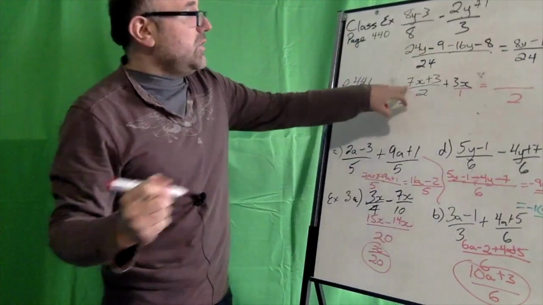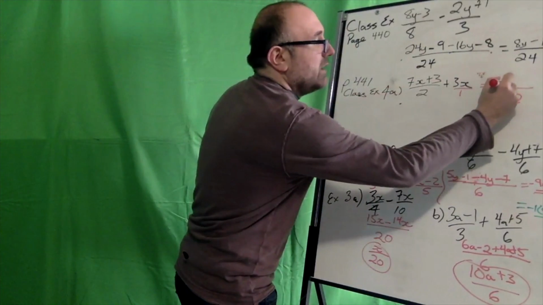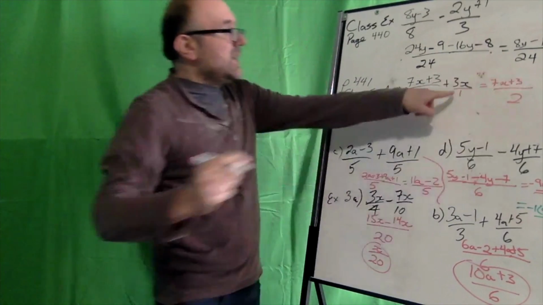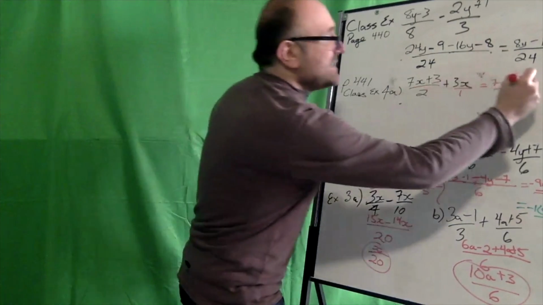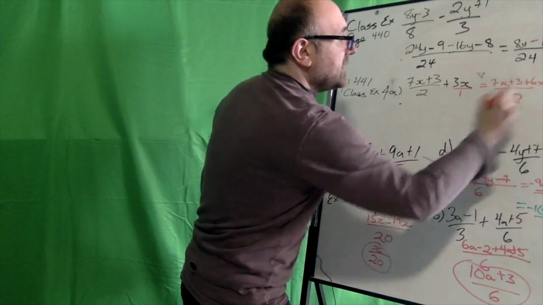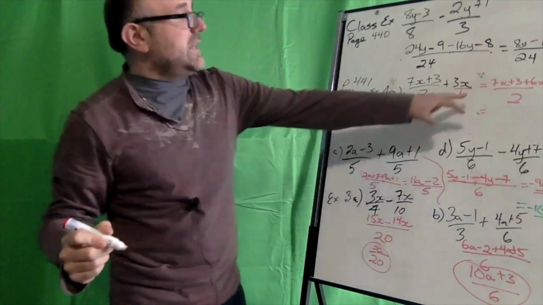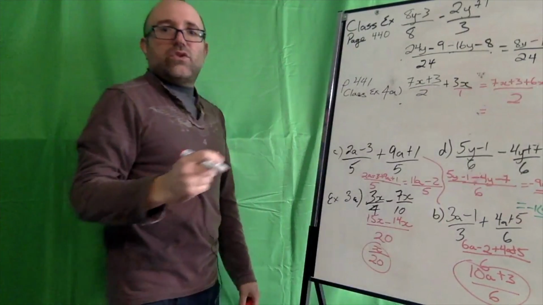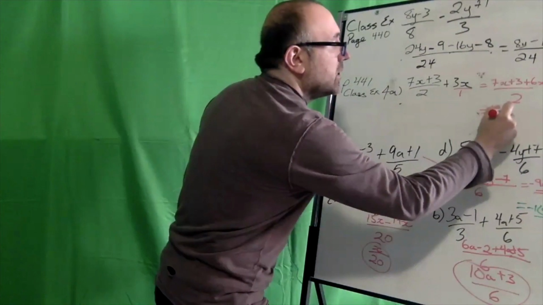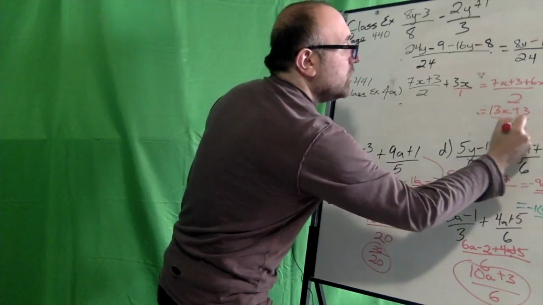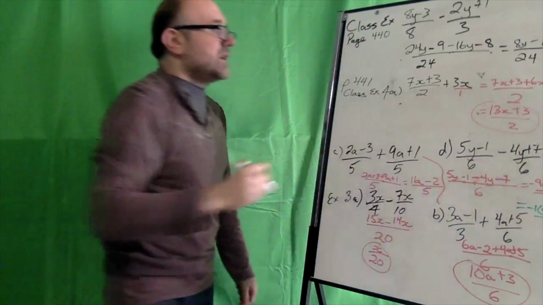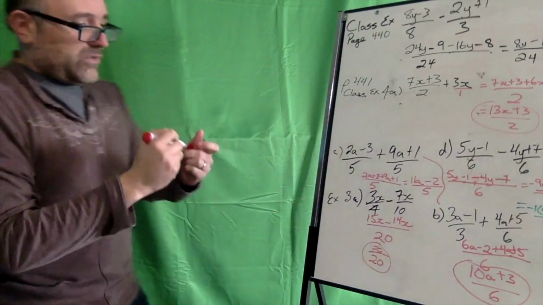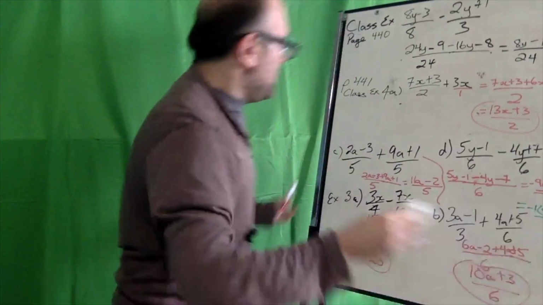So now from here, you leave that alone, so you just rewrite it, 7x plus 3. Now times that by 2, you get 6x. Now collect the like terms. What's going to happen here? 7x and 6x, we have 13x plus 3 over 2. You can't do anything else because the 3 is a prime number. 4a is done. Let's move on to the next one.